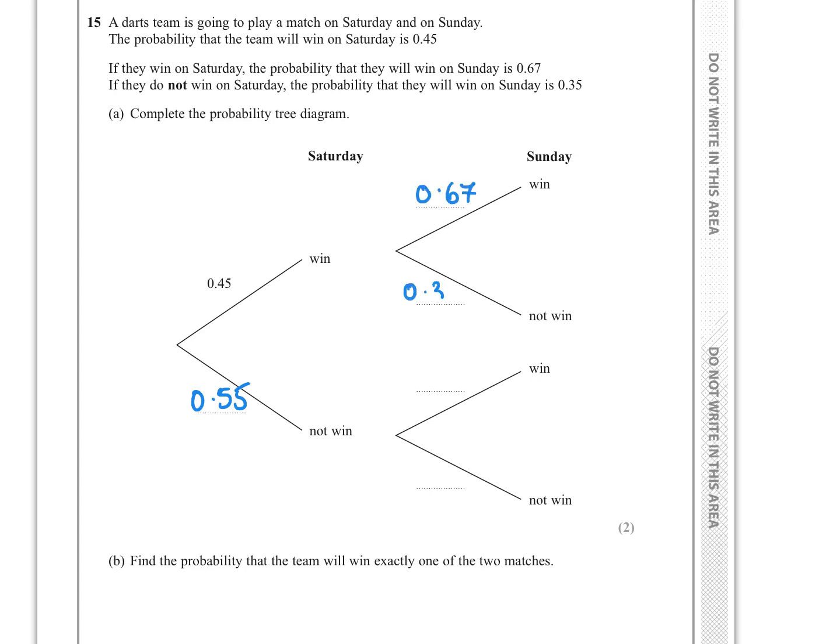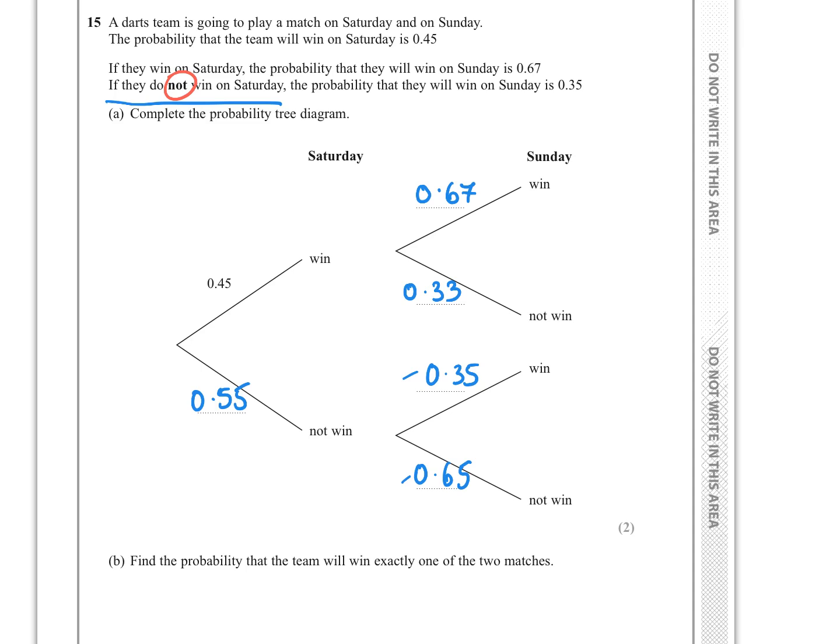And I originally put 0.33 here. Now that is correct, but then I went on to duplicate that here and here. But if they do not win on Saturday, then the probability they win on Sunday is 0.35. And then here, this is going to be 0.65, isn't it? So yeah, I made a silly mistake. That's not reading the question. So please don't just say you've done 100 of these questions so you can just do them real quick. Read carefully. I think it's put in bold there to make you read it.